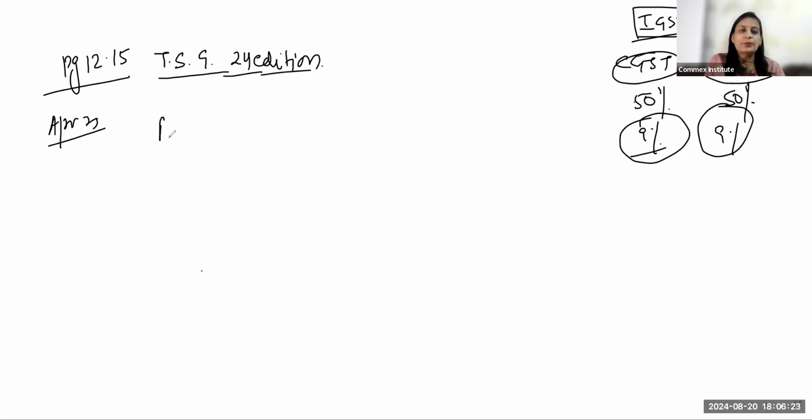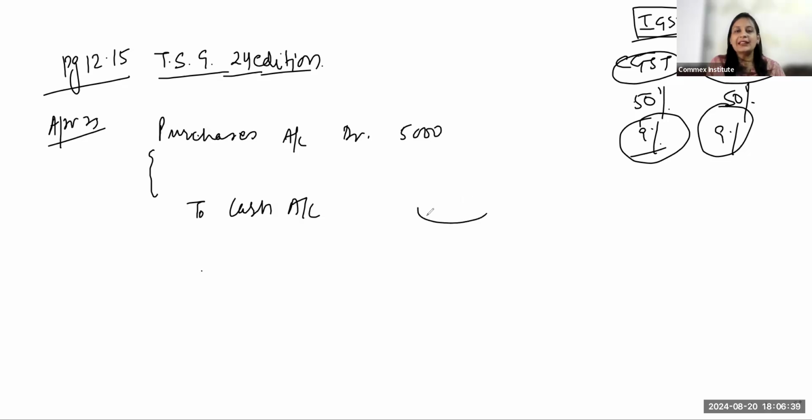So see, the normal entry would be purchases account debit 5,000. Okay. Now I'm just passing the normal transaction, but I'm leaving 2 lines over here, to cash account. This is a normal transaction which we pass, but I'm not writing the amount over here because it will include a GST part also. Now, because it is CGST and SGST, with purchases, input GST is debited. With sales, output GST is used, and with purchases, input GST is used. So with sales, my output GST would be credited, and with purchases, my input GST would be debited.